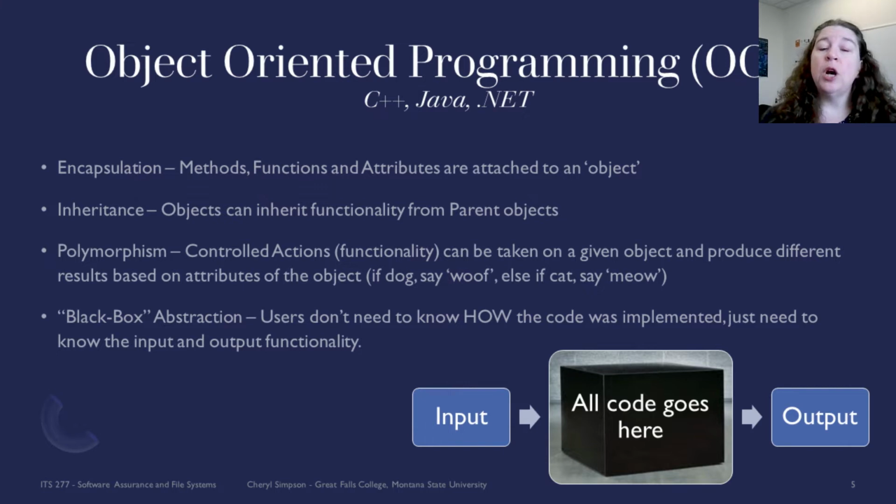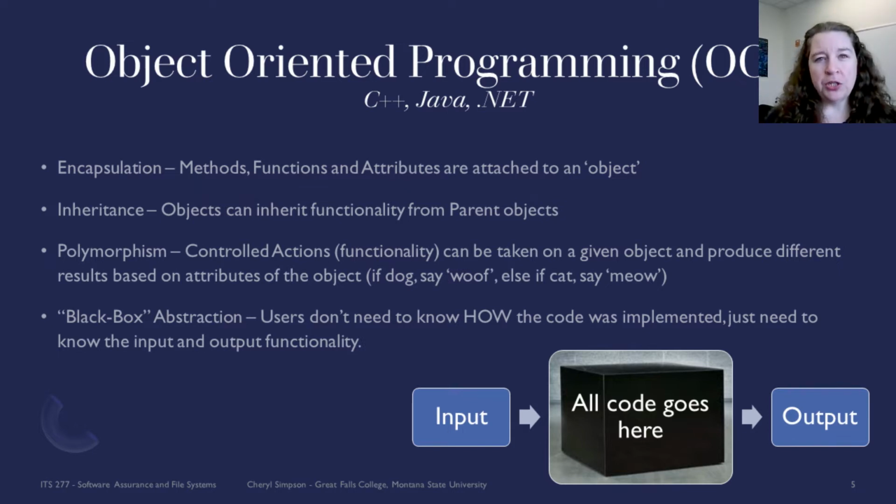And the last is what we call polymorphism, or many forms. The functionality of your object can be taken on a given object and produce different results based on the attributes of that object. Therefore, if I have an animal object, and my animal is a dog, and I ask the dog to speak, the dog will say woof. If I have an animal object and that animal is a cat, and I ask the animal to speak, the cat says meow. The concept of polymorphism simply means, depending on the attributes of the object, there may be different functionality that is appropriate based on that object.